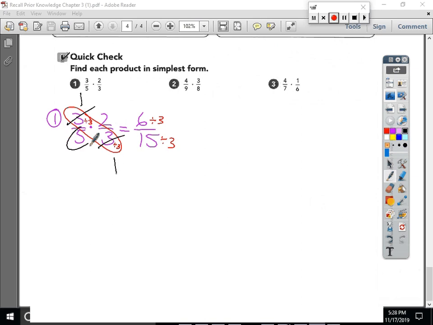I could even look for cross simplifying here with the 2 and the 5, but you can check your chart all day. You will only find 2 and 5 because they're both prime numbers in the 1 row. And that's not super helpful. It won't really change the values. If I divide those numbers by 1, they would actually stay the same.